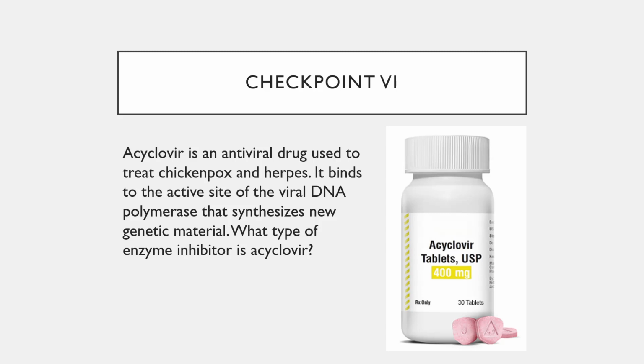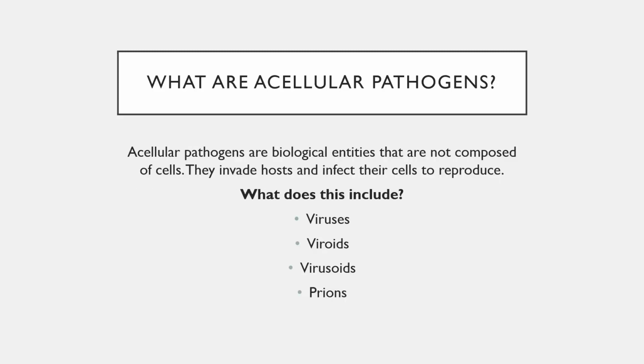So this completes our discussion on viruses. And now we're going to circle back to this very first slide where we took a look at not just viruses, but all the acellular pathogens that have been characterized by microbiologists. We are also going to briefly look at viroids, virusoids, and prions here in this last part of this lecture.